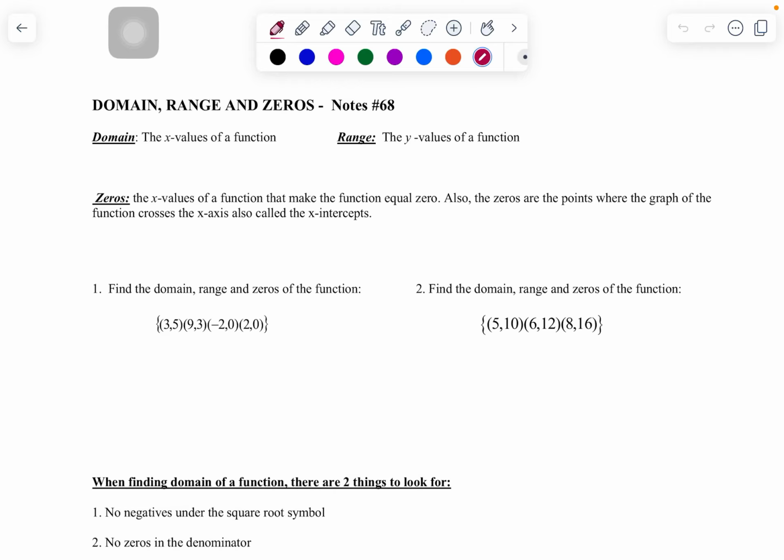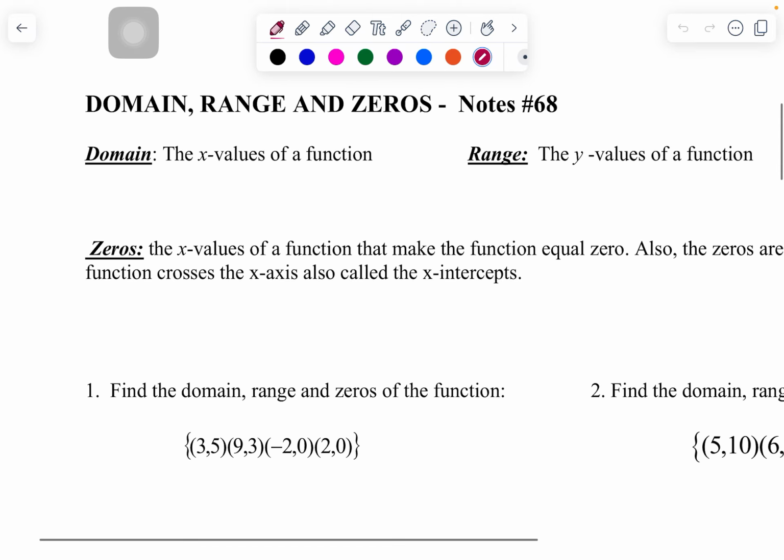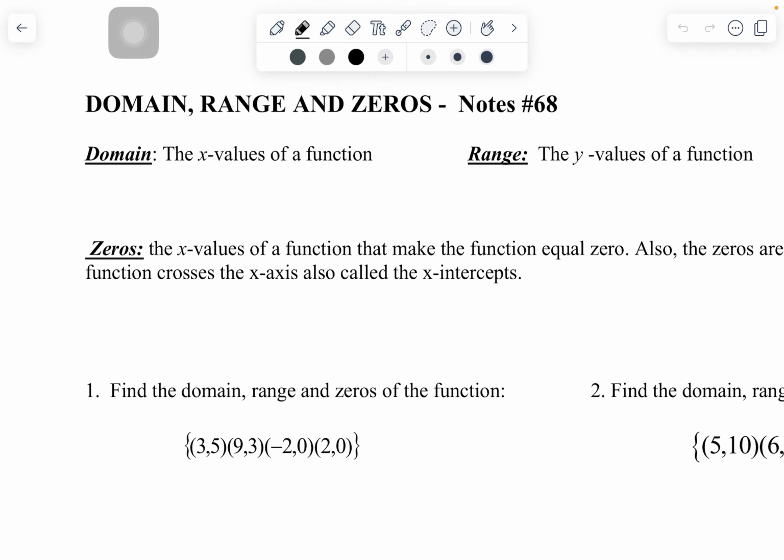All right, this is going to be the video for Note 68, which is on domain, range, and zeros. So let's talk about domain and range. Domain are your possible x values of a function. This is also known, when we talked about functions, as the input values. So it's the values you put into the function.